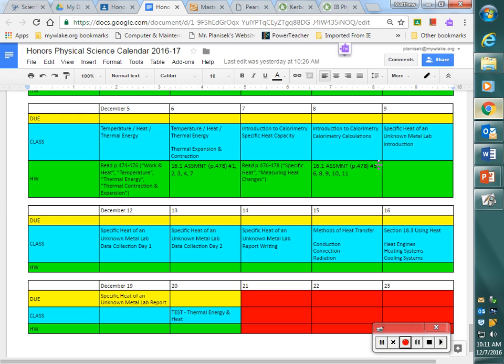If you take a look at the calendar, there are a couple of pages from the book that relate to specific heat and measuring heat changes. It's pretty much the equation that we went over in class today. Okay?